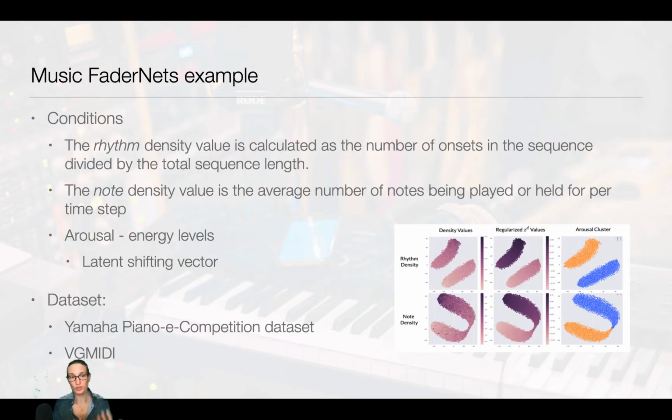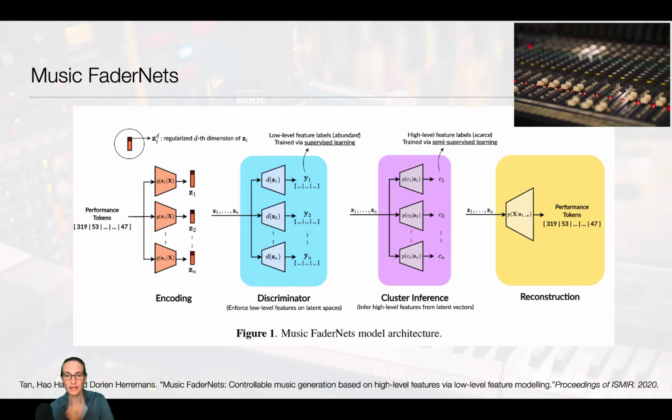That means we trained this on the Yamaha e-competition dataset and the VG MIDI dataset, which gave us 1% labeled data for arousal, the higher level feature. That means that this second component of the system is actually semi-supervised learning.